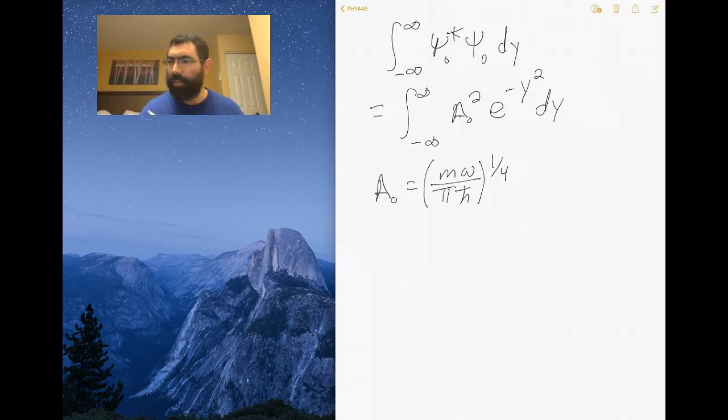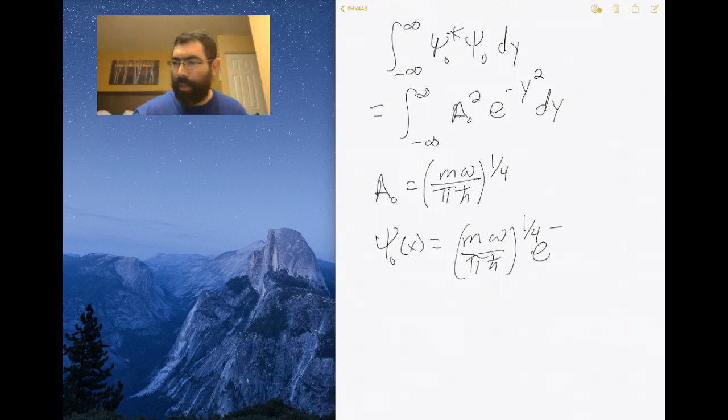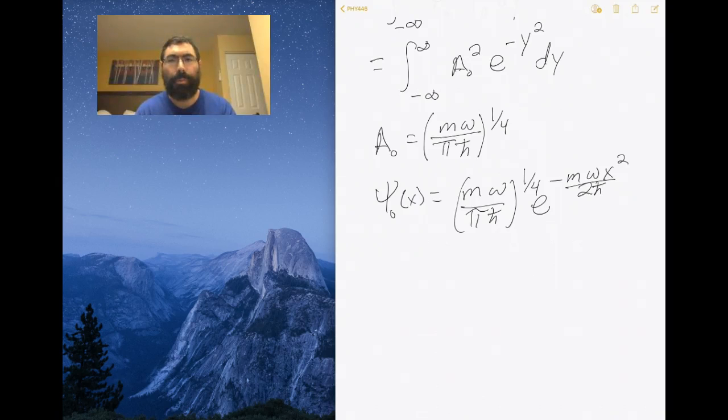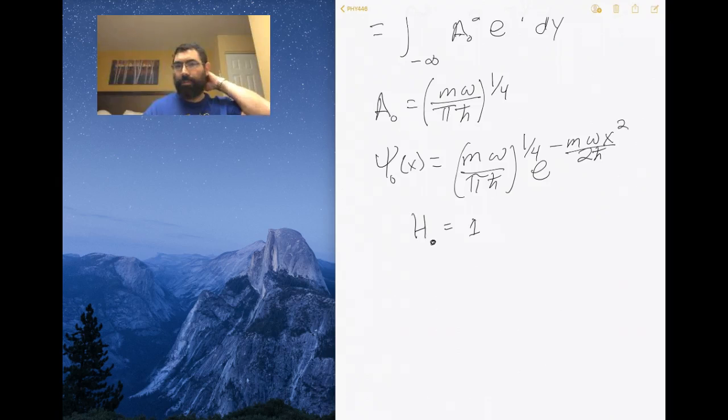Anyway, the point is, this is now my ground state wave function with respect to x: m omega over pi h bar to the 1/4 power e to the minus m omega x squared over 2 h bar. And remember that matches with what we had when we did it with the Schrodinger approach, because the Hermite polynomial for n equals 0 was 1. So that disappears.